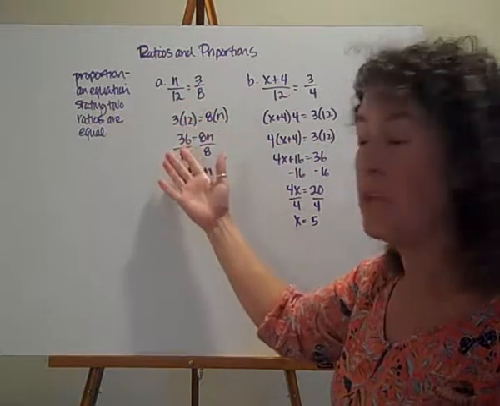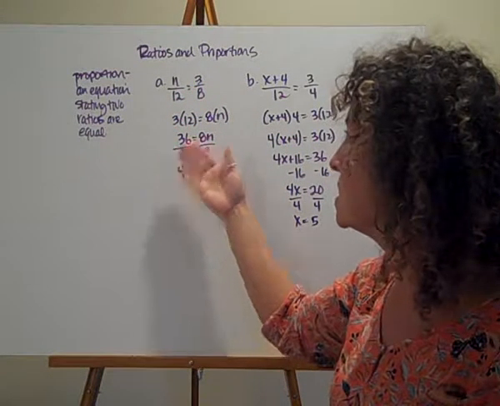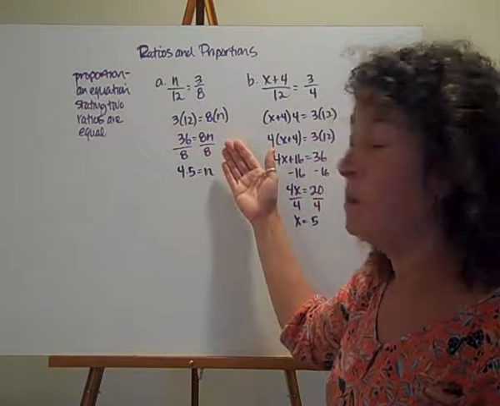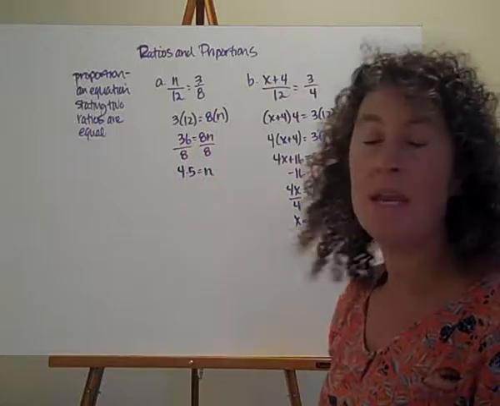We're going to do our math on the left side. 3 times 12 equals 36. On our right side, we have 8 times n. We want to get the n by itself. Let's divide by 8 on both sides. We end up with n equals 4.5.